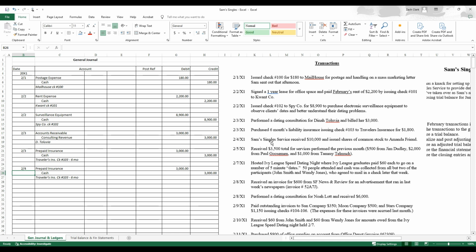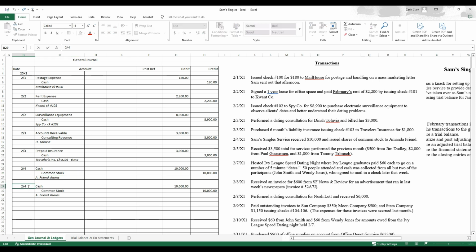All right, on the 4th, we received $10,000 and issued shares of common stock to Amanda Friend, I think. Okay, so that's cash going up. And then common stock is going to be our increase. And let's just put a friend shares. Just put it on that. That's kind of a funny thing. 10,000. So the business now has $10,000 in cash, like an investment into the business, right? And that's reflected in the common stock ownership portion.